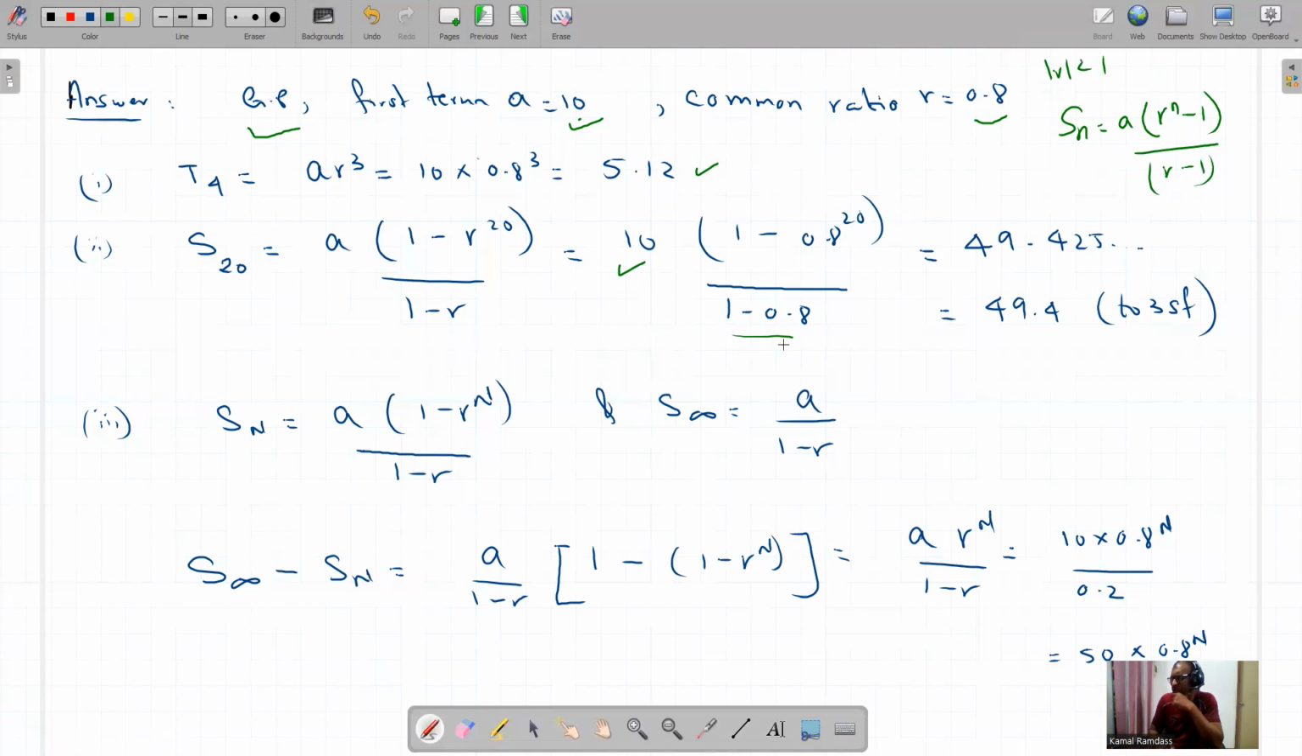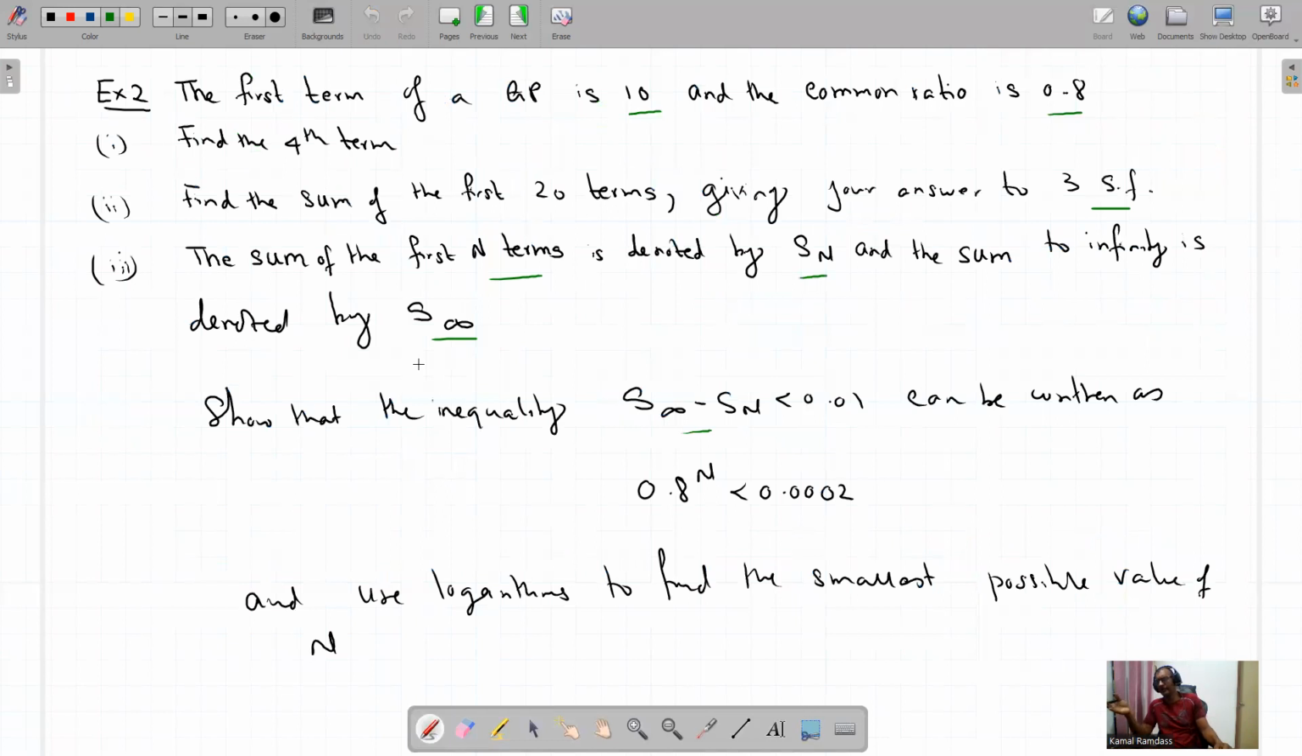J'évalue ça avec la calculatrice, on gagne 49.425. Et évidemment to 3 significant figures, 49.4. C'est la réponse.